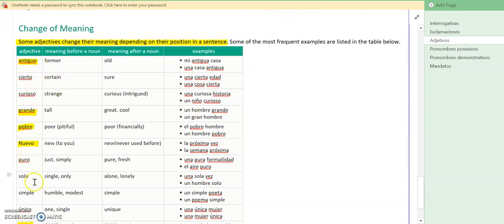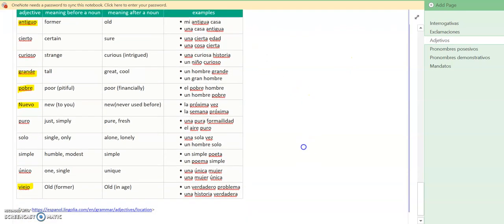So these are your 5 that you're going to put in. I'll scroll down in a minute. But antiguo, if it's placed after the noun, means old. But if it's placed before the noun, it means former. And then it gives you an example. So these 5 are the ones that you have to worry about between their placement before and after the noun. But most of the time we'll place adjectives after the noun, especially if it's a literal translation. If you want a more figurative translation, you could put it before the noun.